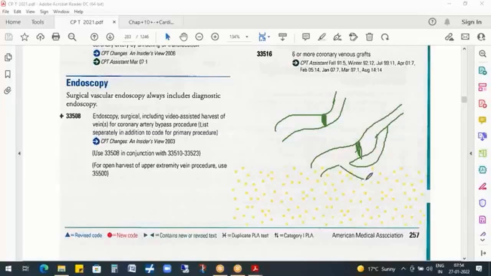I am just altering the route. Now the blood is entering like this. Understood, everyone? See, I just altered the route. If you want.